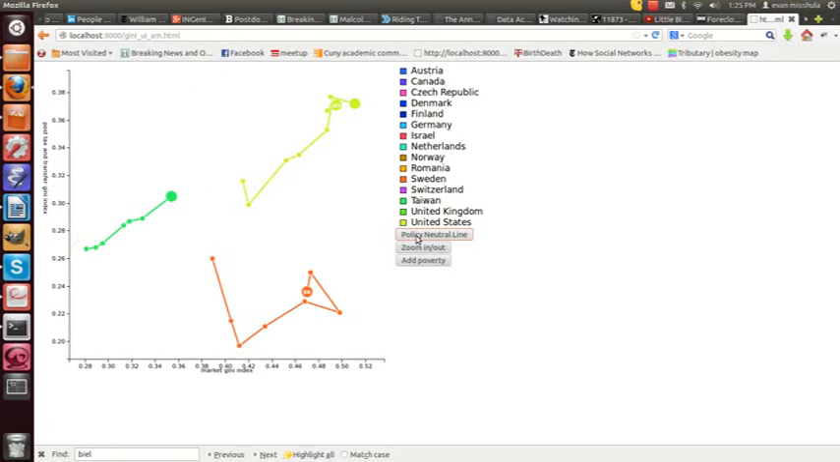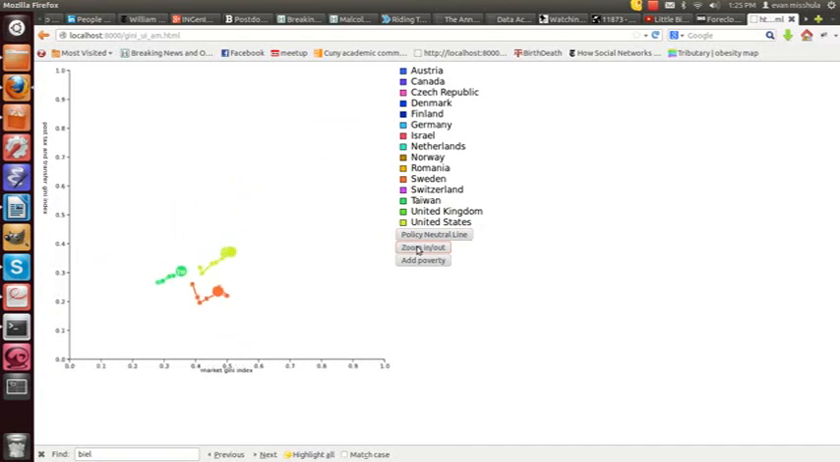When we're done, we can get rid of the policy neutral line, zoom back out, and again see this on the full 0 to 1 scale.